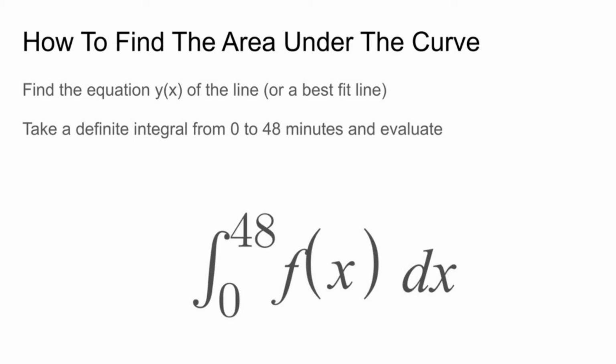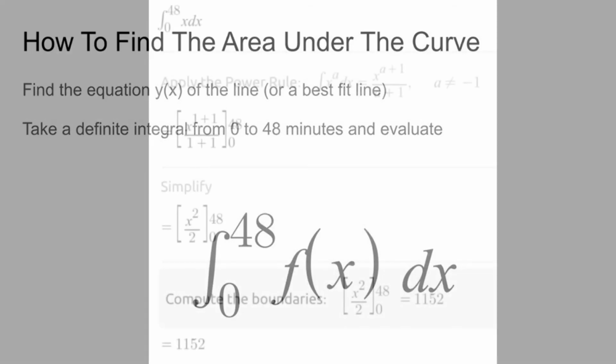How we do this is we have to find the equation of either those green or blue lines, and this can either be an exact equation or it could simply be a best fit line. We're going to use that equation as f of x, and we're going to take an integral to evaluate that from 0 minutes to 48 minutes, or 3/4 of basketball.